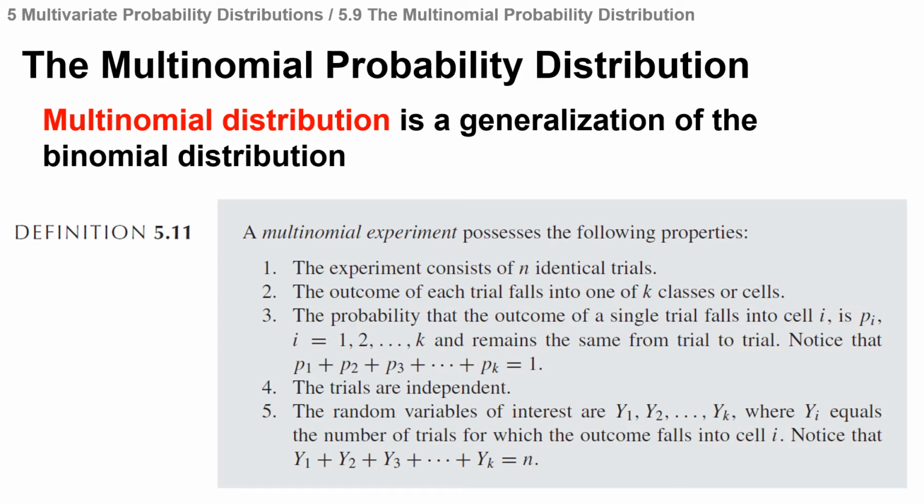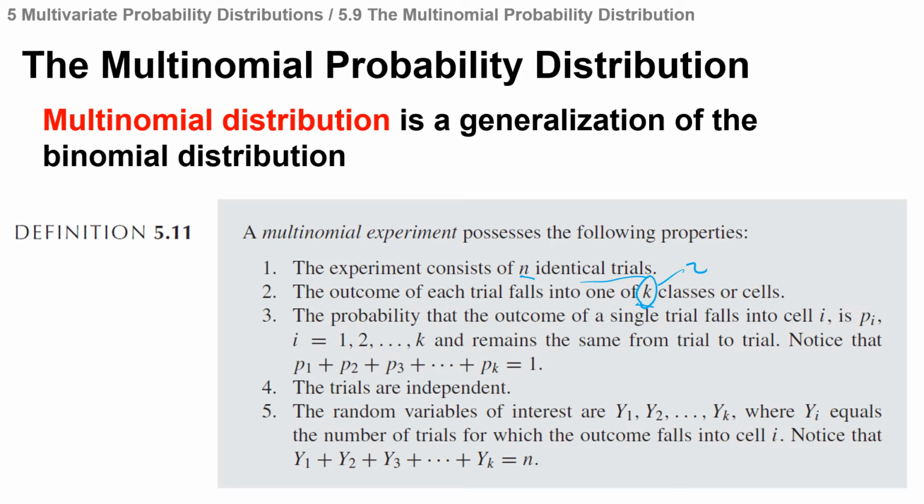Let's look at definition 5.11. A multinomial experiment possesses the following properties. Number one, the experiment consists of n individual trials. Number two, the outcome of each trial falls into one of k classes or cells. So in the binomial trial, the outcome has two classes or cells. In a multinomial experiment, we have k classes or cells.